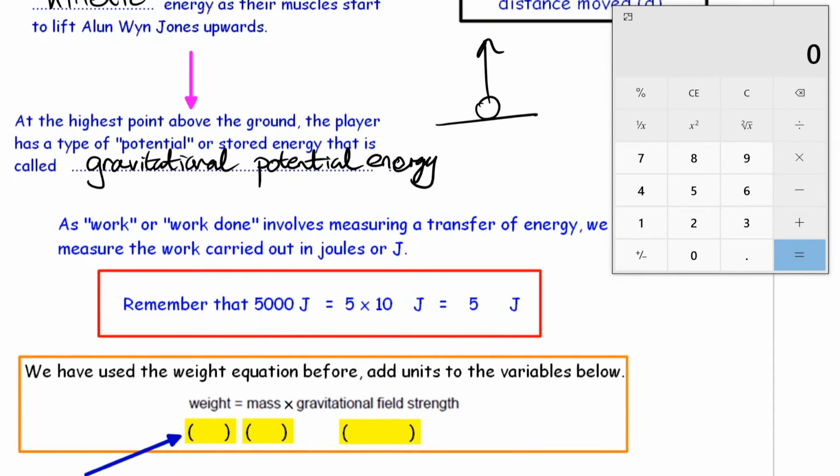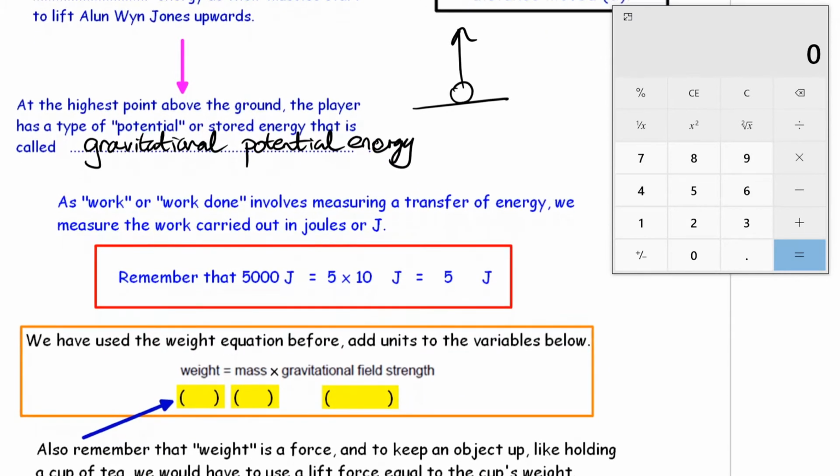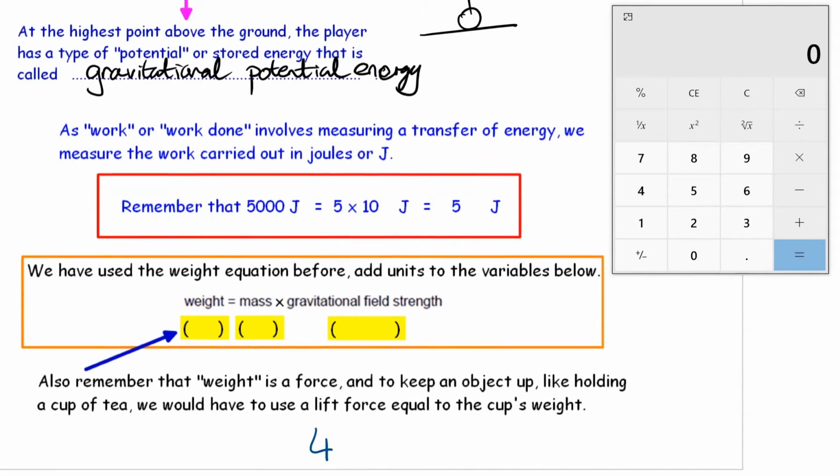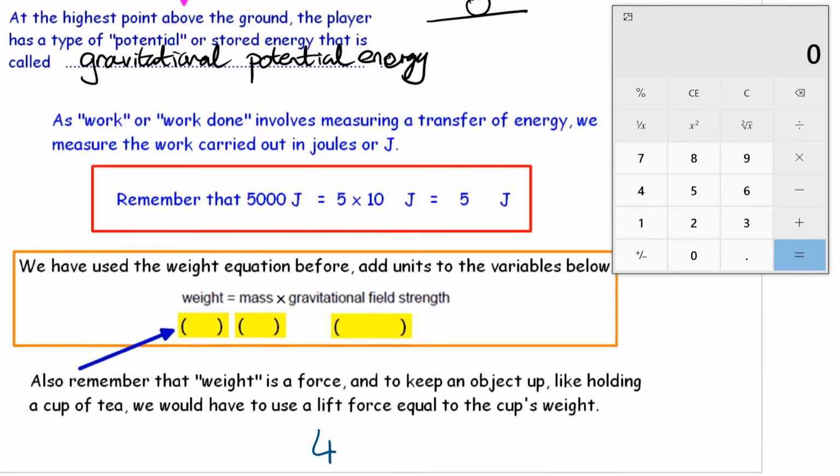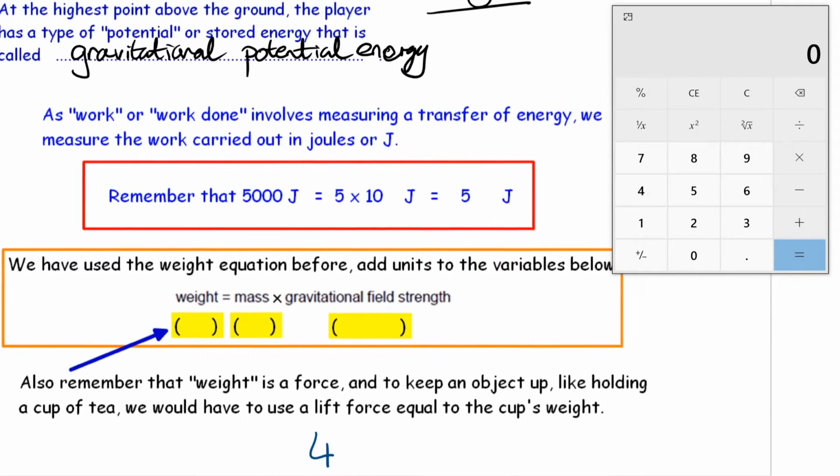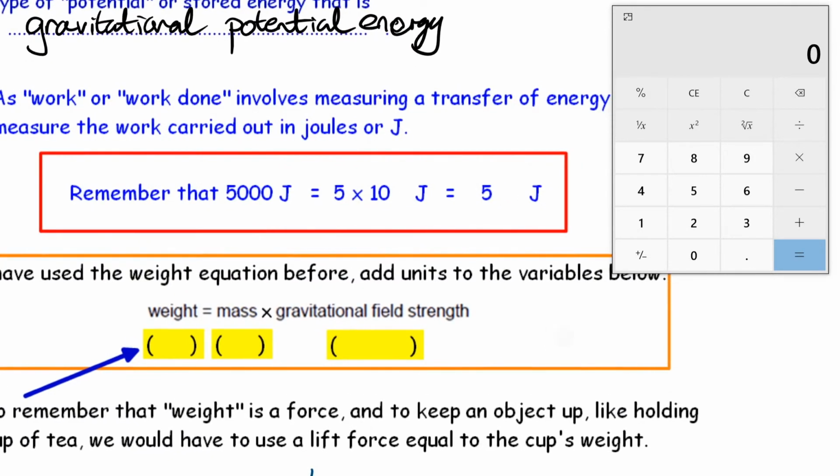As work or work done involves measuring a transfer of energy, we measure the work carried out in joules. Joules, remember, is the unit of energy. Remember that 5,000 joules is the same as 5 times 1,000 joules, which is the same as 5 kilojoules.